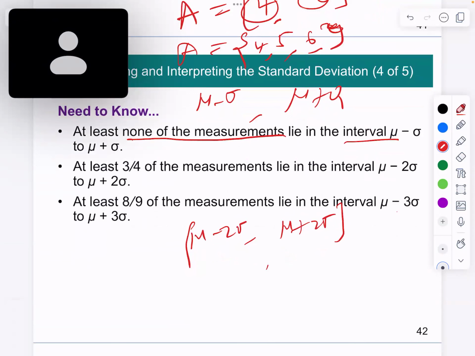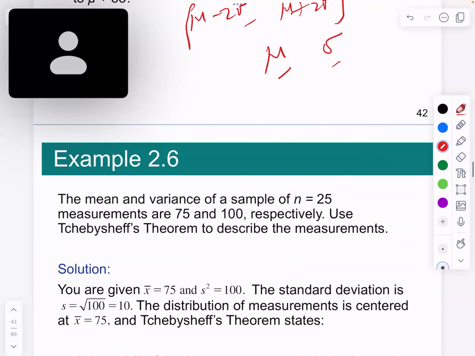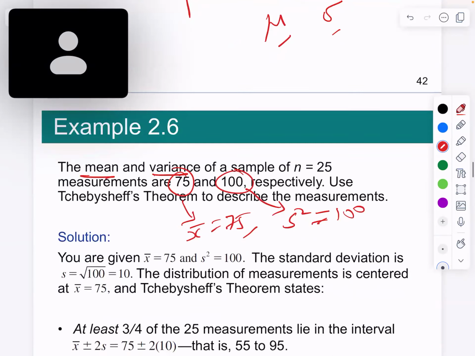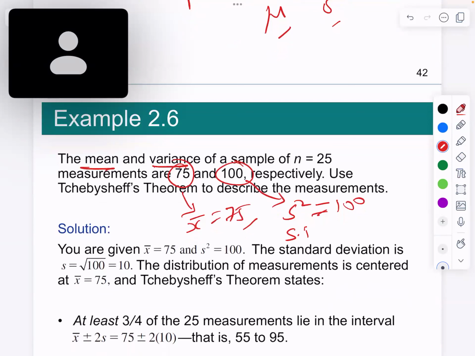Number 1, you will have the value of mu and the value of sigma from the data points. So let's consider an example. The mean and variance of a sample having 25 measurements are 75 and 100, right? The mean, x bar, equals 75. Variance is 100. So the standard deviation, SD, is going to be the square root of variance, right? The square root of 100, which is 10.